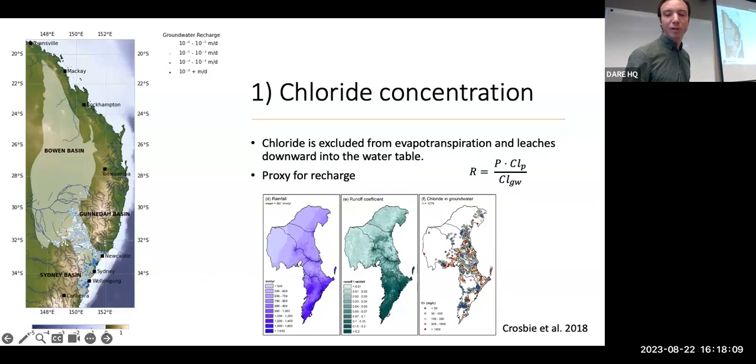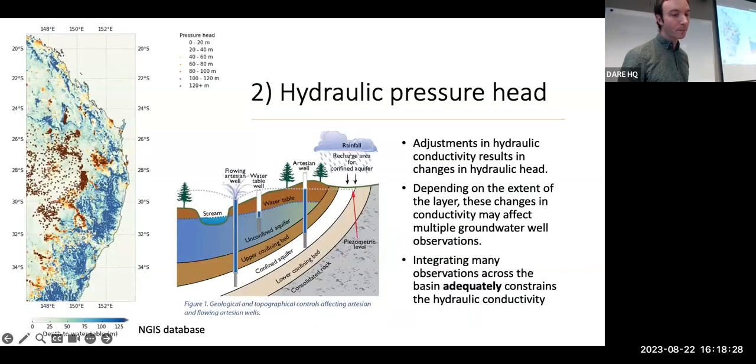This was published by Crosby et al. in 2018. These points here on the left indicate where we have these chloride recharge estimates, mostly in the Sydney Basin and very few in the Bowen and Gunnedah Basin further north. We also have hydraulic pressure head, from the NGIS database. There are a lot of measurements, mostly in shallow aquifers, but some in deeper aquifers as well, and there's a much greater distribution of points within the basin.